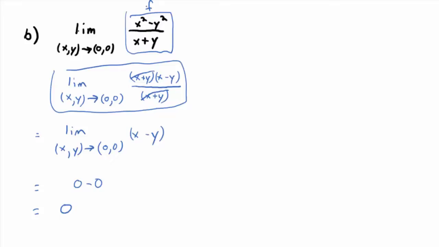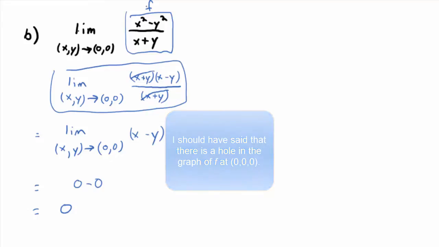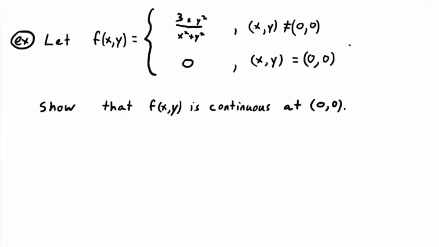It does have a limit. It's just that the function itself is not defined at (0, 0). So what ends up happening is if you graph f of (x, y), there's a hole in the graph at (0, 0). Just a single little infinitesimal hole at that point (0, 0). So let's let f of (x, y) be a piecewise defined function. What do I mean by piecewise? Well, you use one formula for certain (x, y) values and another formula, could be multiple formulas, for other (x, y) values. So let's suppose f of (x, y) is equal to 3xy squared divided by x squared plus y squared, as long as (x, y) does not equal (0, 0).